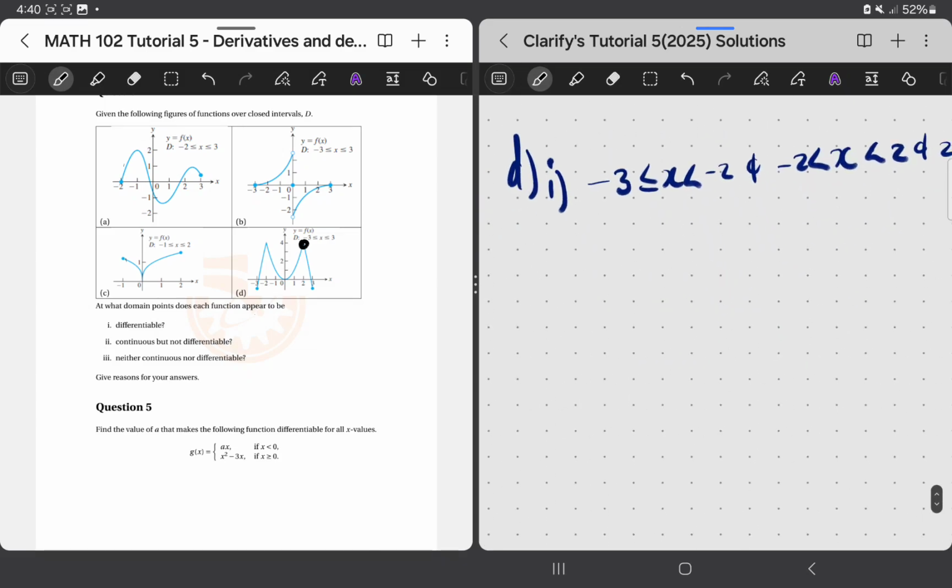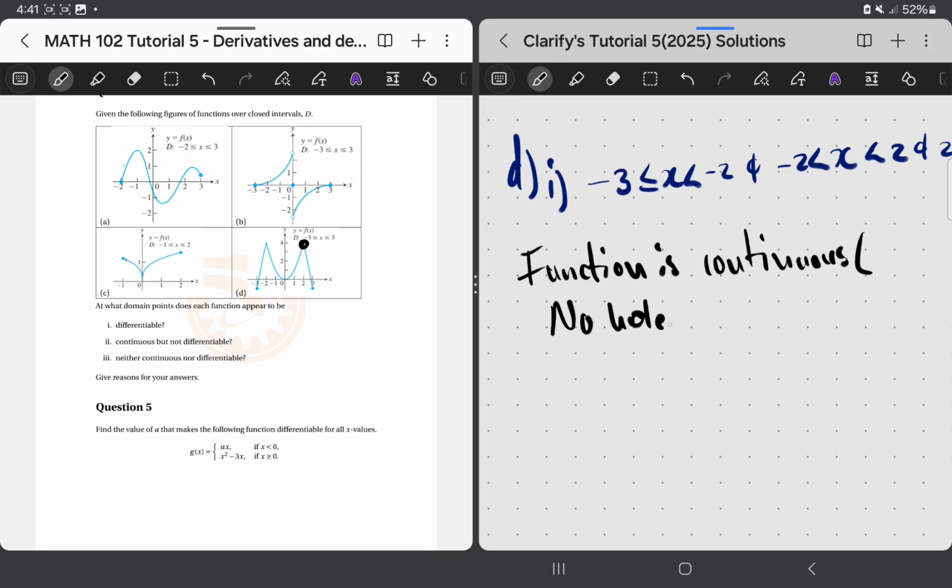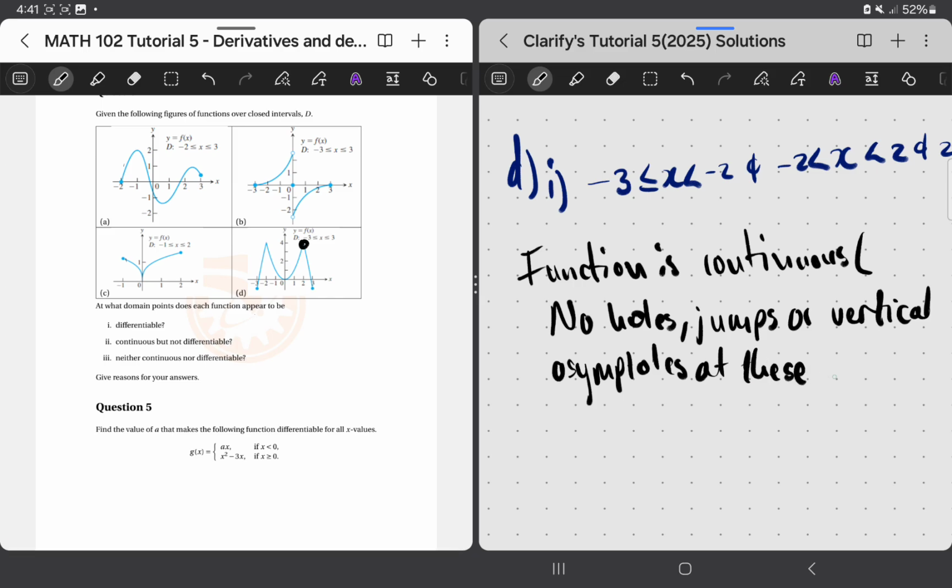Why? They say we can give the reason why. You can say function is continuous. You can put in brackets, no holes, jumps, or vertical asymptotes at these points.